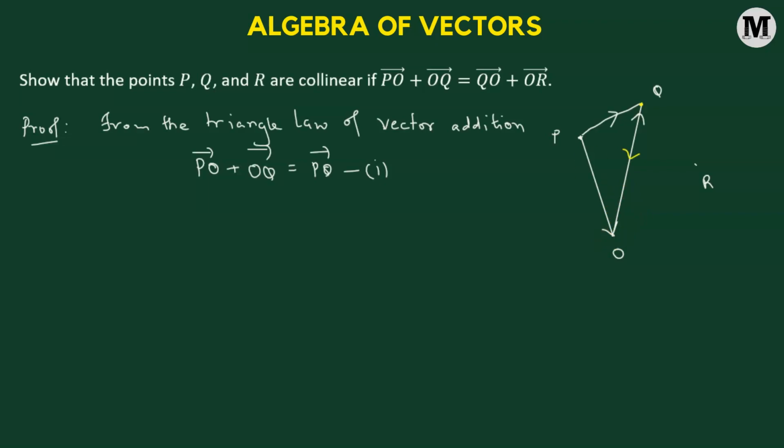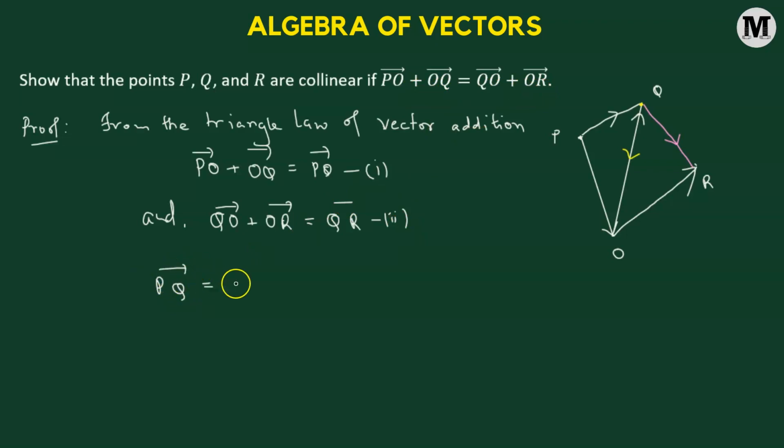So we're going to join O and point R with a straight line, with the vector going from O towards R. Now we have QO vector added to OR vector, so that is going to give us the resultant vector QR from the triangle law of vector addition. So QO vector added to OR vector will be equal to QR vector. So that's number 2.